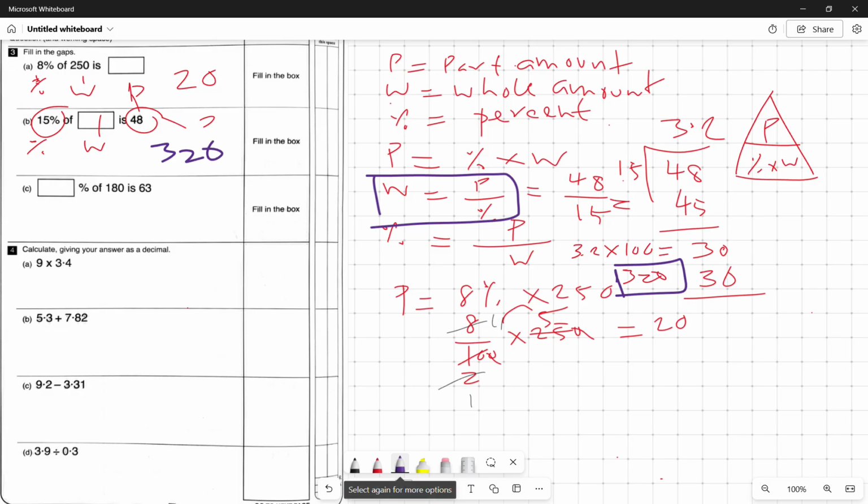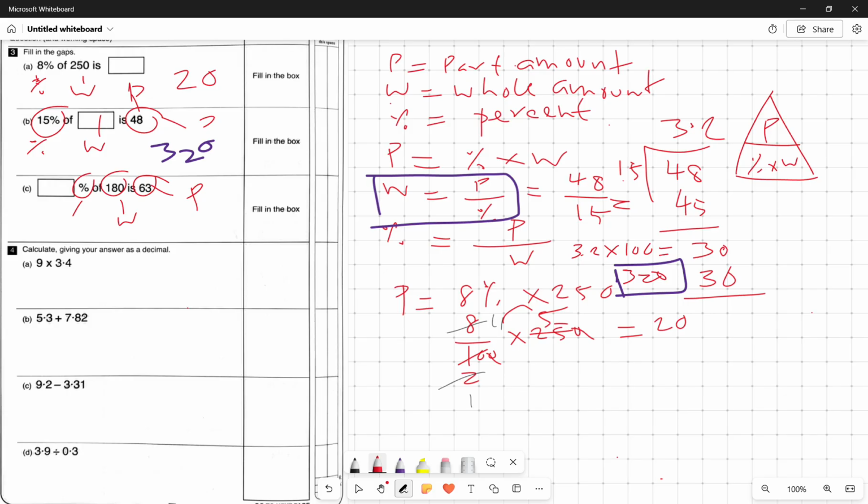Now we're going to work out question number 3, part C. It says, about what percent of 180 is 63? So look here: 63 is P, which is given, and 180 is W, which is given, but the percent amount is missing, so we need to work out the percent.